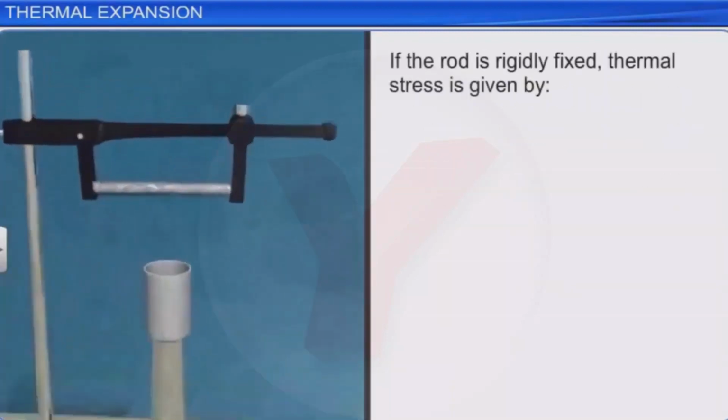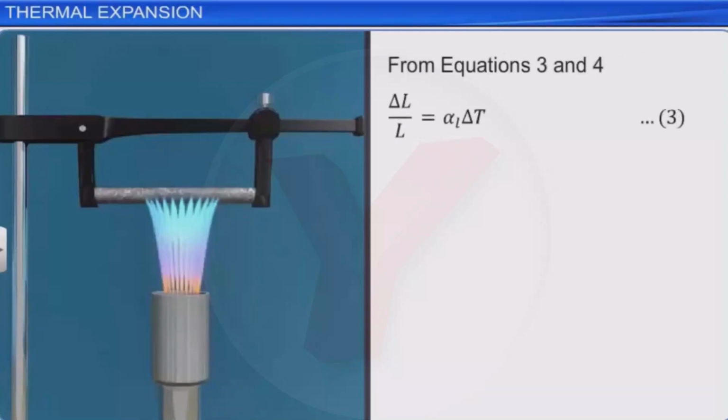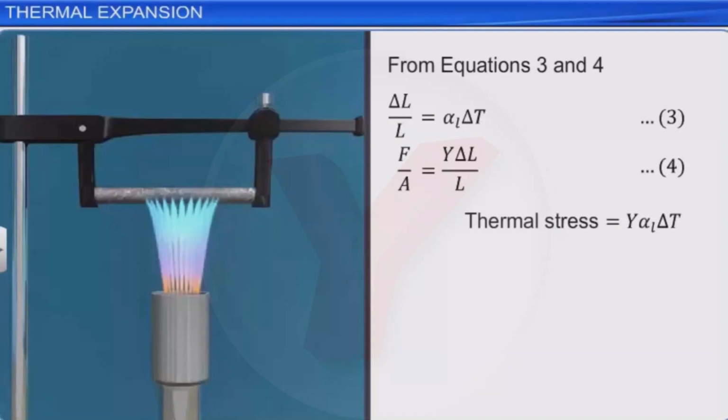If the rod is rigidly fixed, then thermal stress is expressed as F by A, which is equal to Y into delta L by L, where Y is Young's modulus of the material. Let this be equation 4. From equations 3 and 4, thermal stress is expressed as Y into alpha L into delta T. The force F acting on the rod must be equal to the product of Y, A, alpha L and delta T.